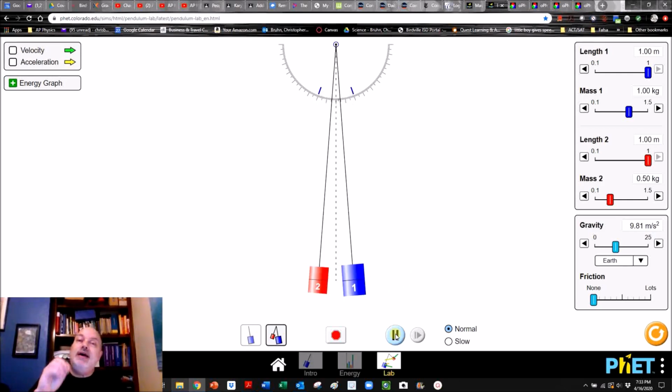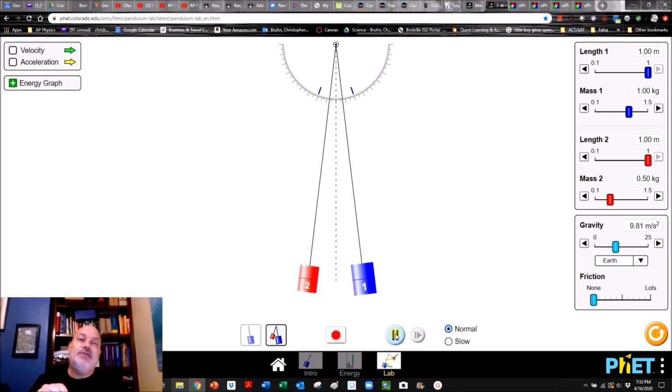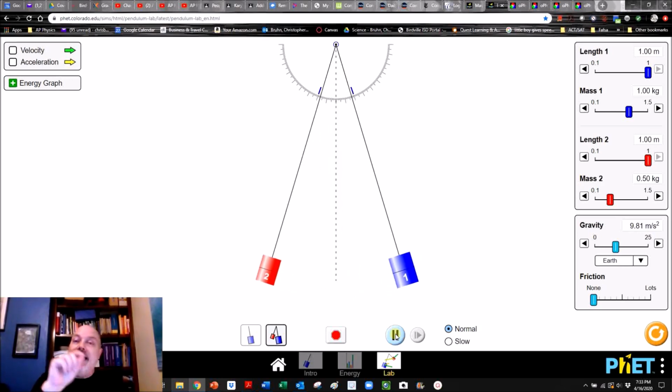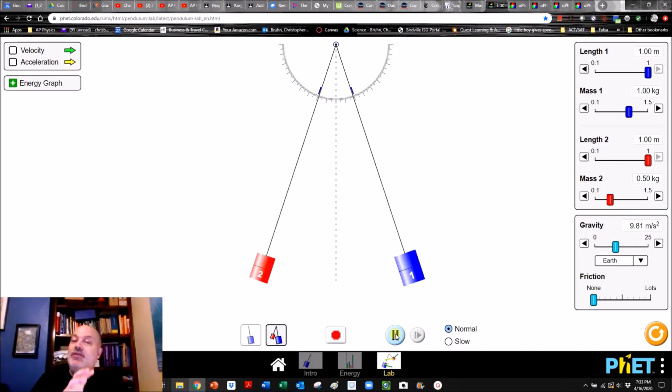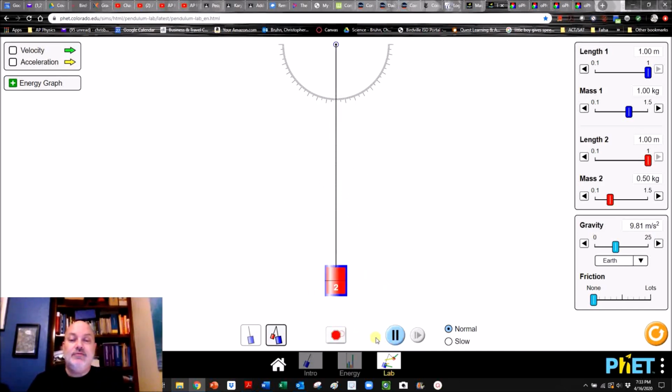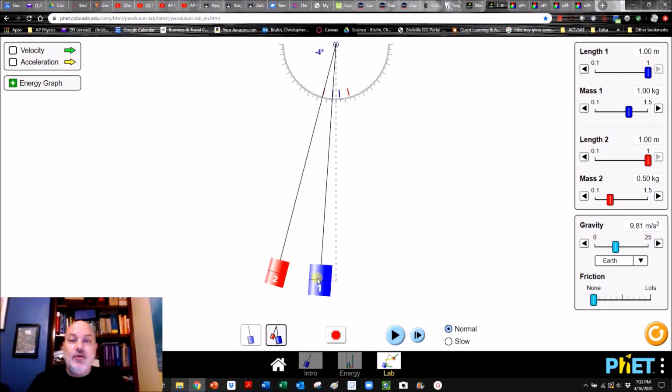Because remember, the time period equation for a pendulum oscillator is 2 pi square root of L over g. So the length of the pendulum matters and the gravitational field strength matters, but the mass doesn't matter. And actually the angle doesn't matter. So let's prove that. I'm going to take this one out to say 15 degrees. I'm going to take this one out to only 5 degrees. And you can see that they take the exact same amount of time.